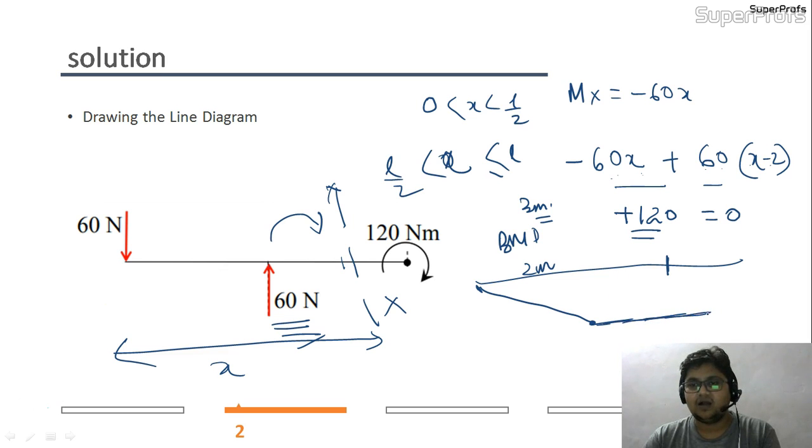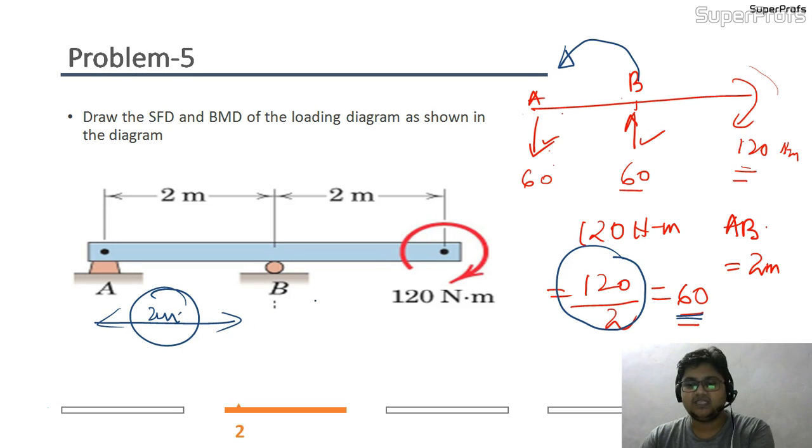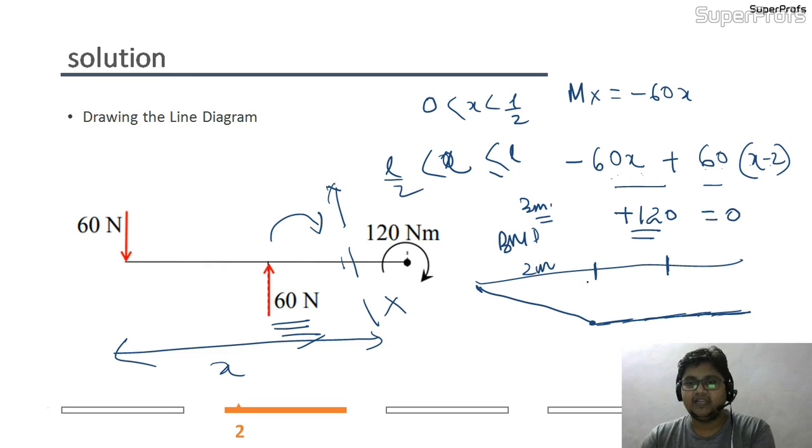So it will be a straight line only up to the free end. Suppose this was my 2 meter length, and at the 2 meter was the support, this B support. So at 2 meter length, I was getting minus 120. This minus 120 will be constant, and at the free end it will be 0, as 120 is acting in the clockwise manner at the free end. So minus 120 and plus 120 will yield 0.